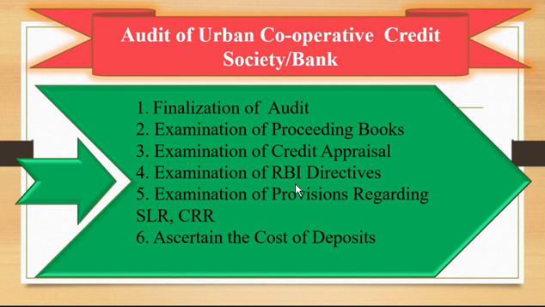Then fifth is examination of provisions regarding SLR and CRR. The auditor appointed by an urban cooperative bank or society shall be responsible to highlight the deviations by the management in respect of statutory liquidity ratio, cash reserve ratio, CD ratio and capital adequacy norms, etc., as per the guidelines prescribed.